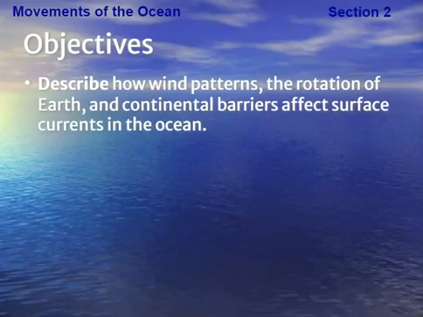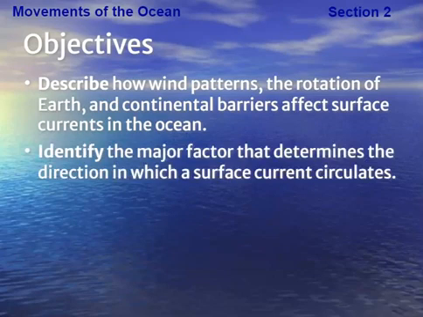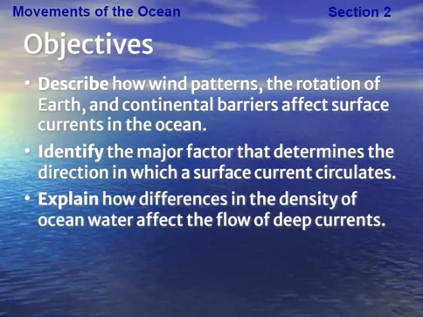So our objectives are describing how wind patterns and the rotation of Earth along with continental barriers affect surface currents in the ocean. We'll talk about major factors that determine the direction in which a surface current circulates. Hint, hint, wink, wink, nudge, nudge. Maybe it was these things that were up here in the first one. And we'll talk about how differences in the density of ocean currents can affect deep currents.